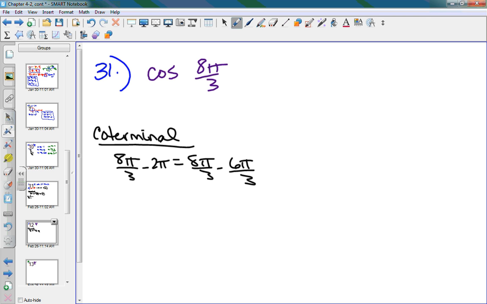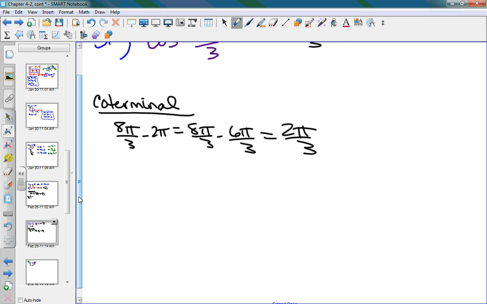Oh my good gracious. How did I get the 6 pi over 3? Because 2 pi and 6 pi over 3 are equivalent. So now what's 8 pi minus 6 pi? 2 pi over 3. Is 2 pi over 3 on my unit circle? Yes, it is. So what I'm telling you is I need to think about the cosine at 2 pi over 3 because it is exactly the same as the cosine at 8 pi over 3. So I need to figure out where the cosine at 2 pi over 3 is.